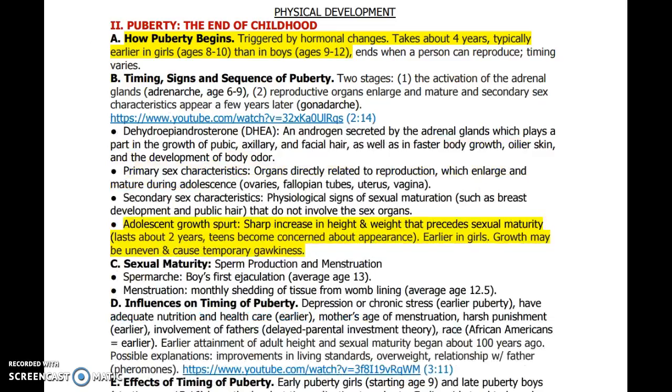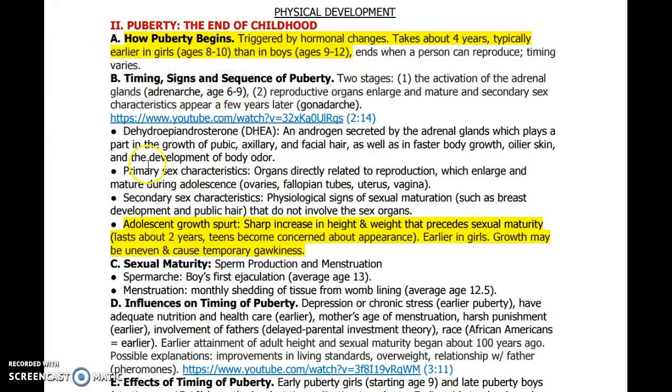So let's look at puberty a little bit more. Puberty is triggered by hormonal changes. The transition from being a child to being a sexually mature adult, being able to reproduce, takes about 4 years. It typically happens earlier with girls. It can start around age 8 to 10, somewhere in around there, and boys 9 to 12. So girls tend to go through puberty earlier.